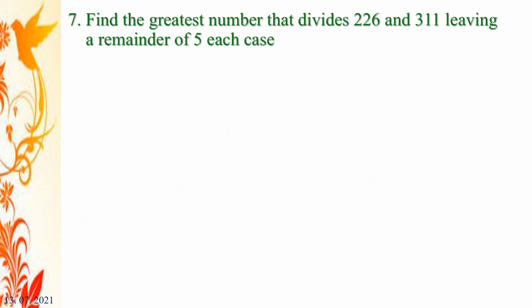Find the greatest number that divides 228 and 311, leaving a remainder of 5 in each case. That means if the remainder is 0, then only you are able to find HCF, isn't it? Yes. So subtract 5 from the given numbers. 228 minus 5 means we'll get 223, and 311 minus 5 will get 306.